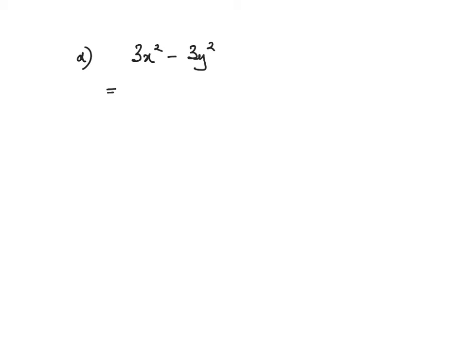Part D, first thing we should always look for is a common factor. You can take out 3 as a common factor, and that leaves us with a difference of 2 squares.